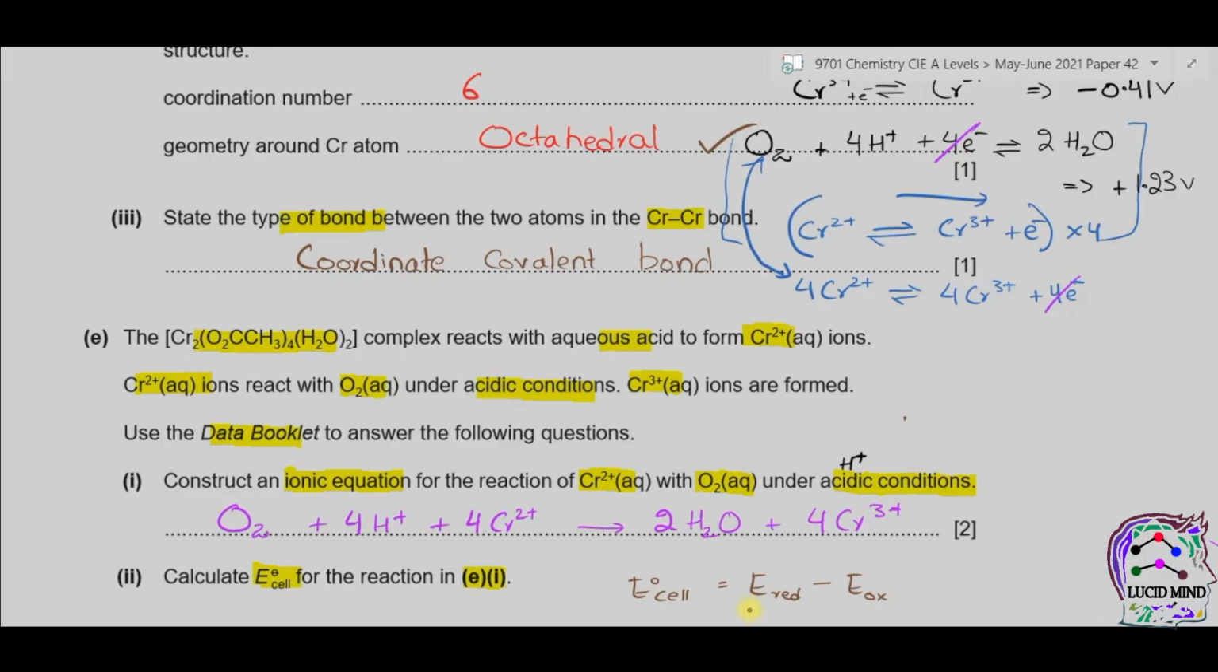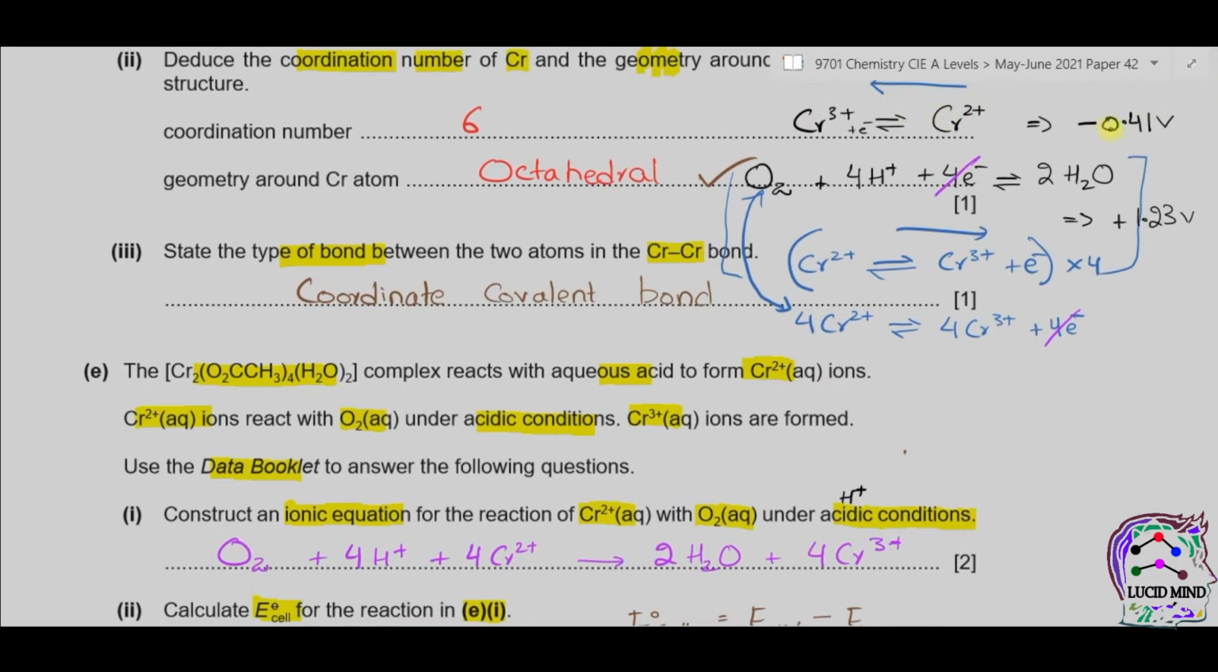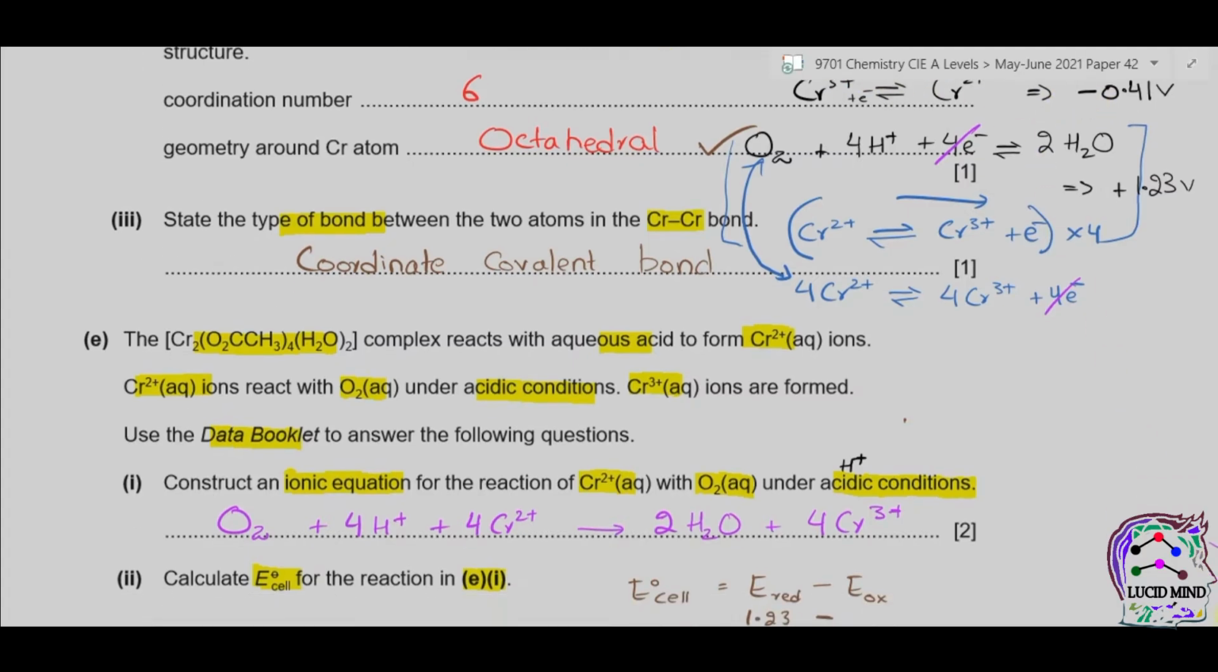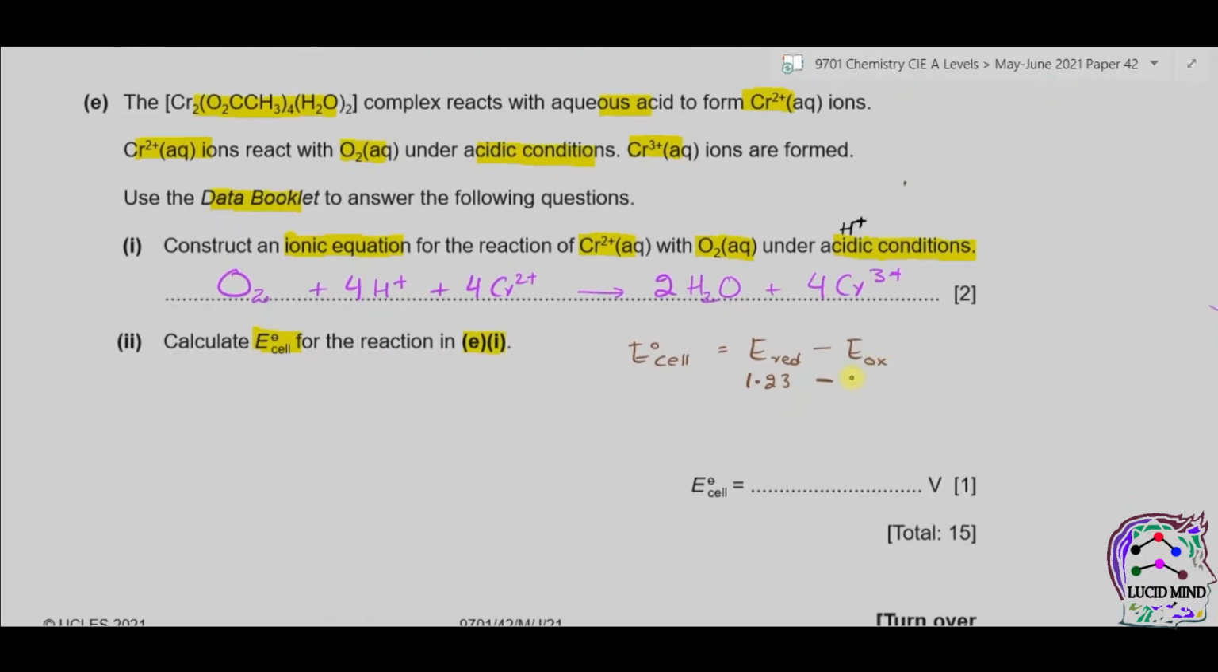So we can write 1.23 volts. For E oxidation, this one is the oxidation equation. As this is less positive, it will move in the backward direction, so oxidation will take place and the voltage is negative 0.41. Putting in the equation, we can now find the E naught cell value. It comes equal to 1.64 volts.